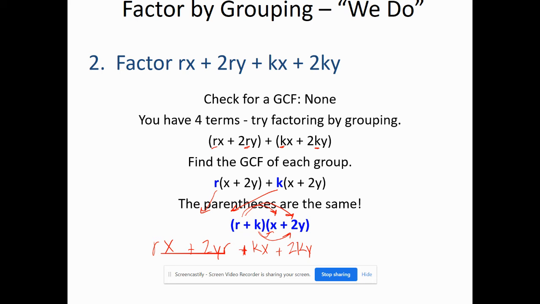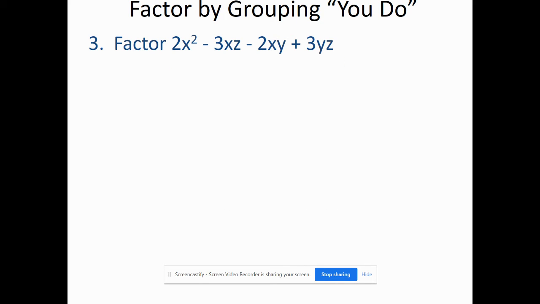So number 1, your first step would be make sure your parentheses match when you pull out your GCF. And then 2, you can actually go back and multiply them together. All right, so this is going to be a you do. Pause it. There's something different about this one, but I want to see if you can do it. So pause it and see if you can work it.